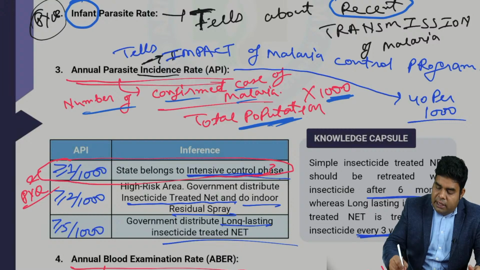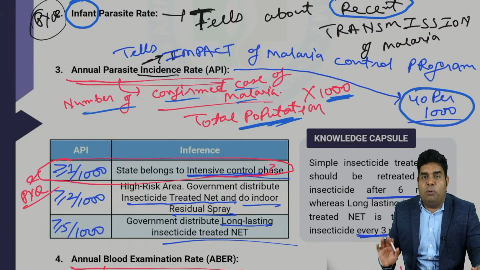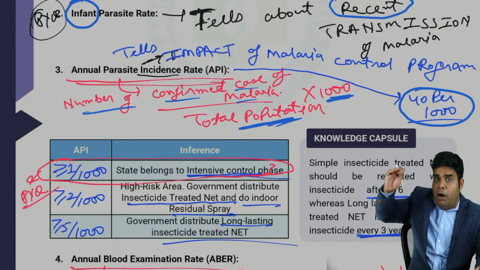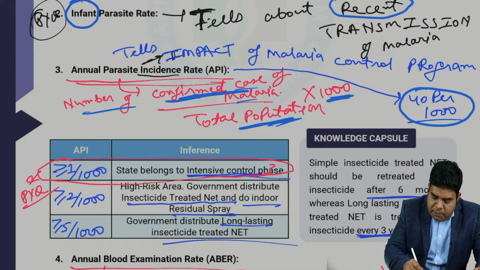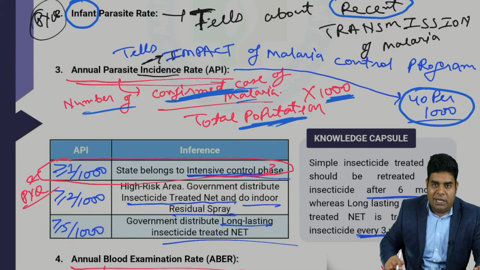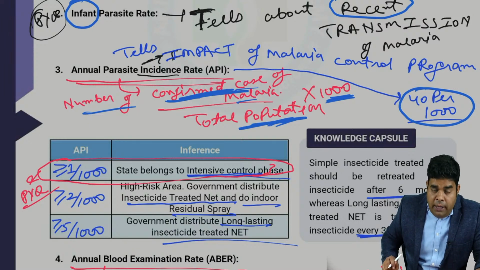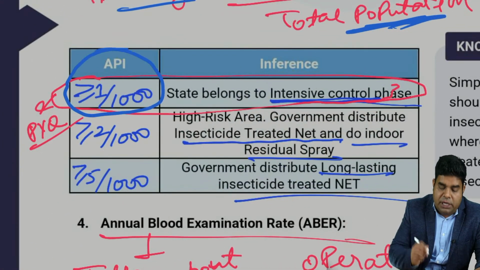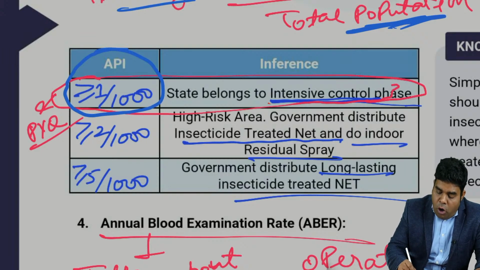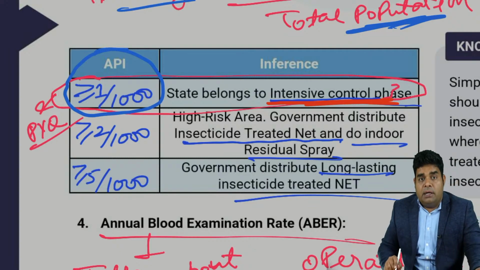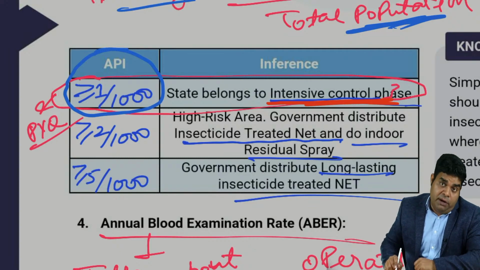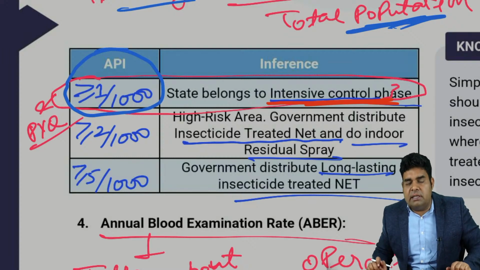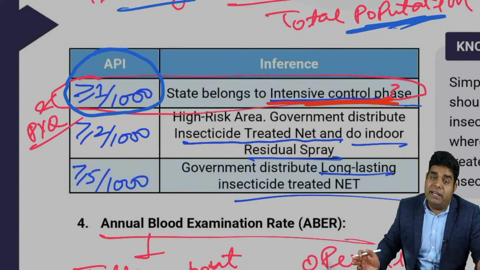Let's say Rekha said that 40 case occurred per 1,000 normal population. So that is annual parasite incidence, and do remember the formula. They can give you small numerical on formula also. Confirmed case by population into 1,000. Okay. So do remember this thing they ask, that if there is more than one case per 1,000, then that area belong to intensive control phase. More than one case per 1,000 if reported. And if you report more than 2 cases, it is high risk area. And if you report more than 5 cases, then you need to distribute insecticide treated net in the whole area.